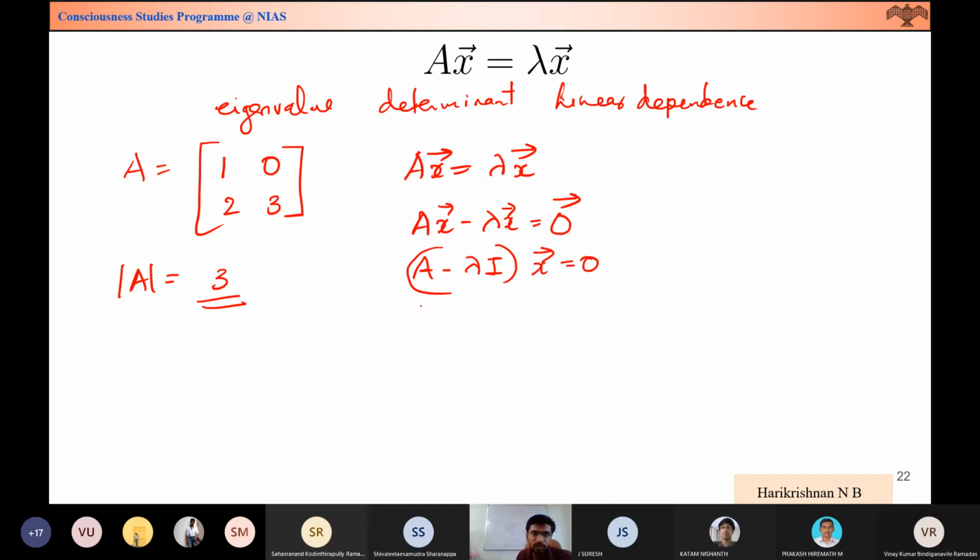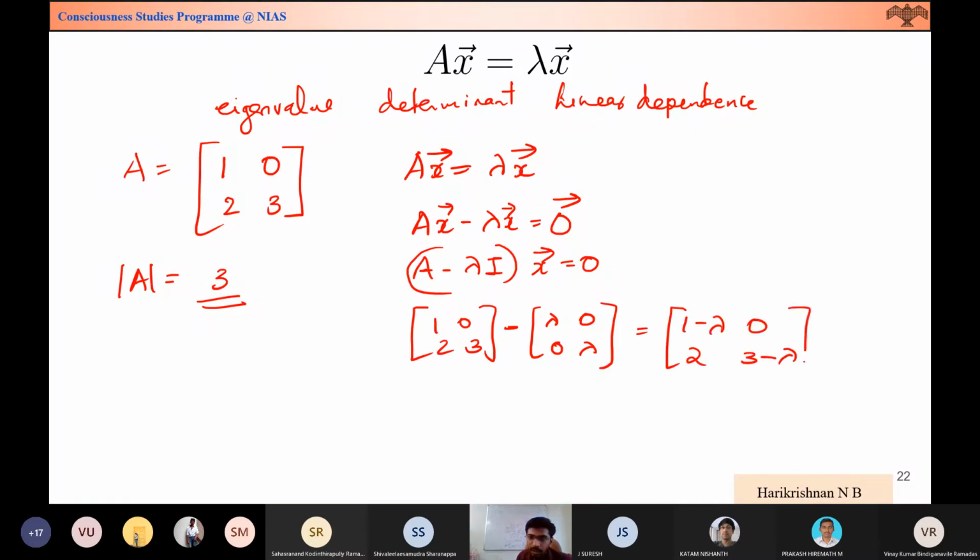Let us see what is going to happen. A is 1, 0, 2, 3 minus lambda, 0, 0, lambda. Why is lambda on the diagonal? Because this is an identity matrix multiplied by a scalar called lambda. So the resultant here is 1 minus lambda, 0, 2, 3 minus lambda. Now I will take the determinant of A minus lambda I equal to 0 and solve for this.